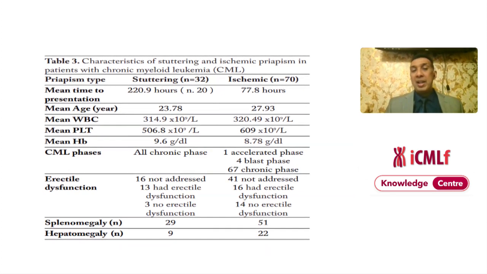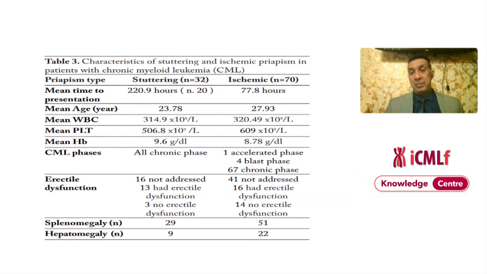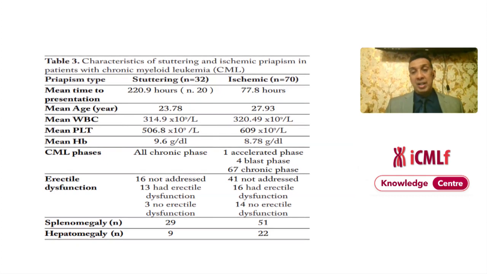What about the erectile dysfunction? In the stuttering priapism group, 16 were not addressed, 13 had erectile dysfunction, and 3 had no erectile dysfunction. What about the ischemic group? In the ischemic group, 41 were not addressed, whether erectile dysfunction happened or not. 16 had erectile dysfunction, and 14 had no erectile dysfunction.